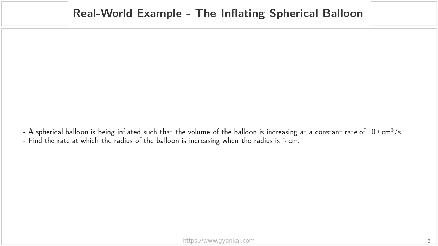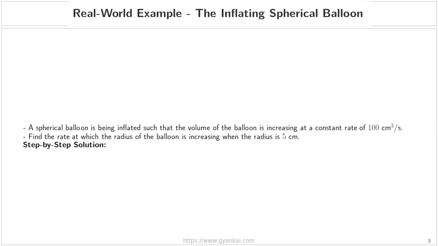Real-world example: the inflating spherical balloon. Now that we have established the systematic 3-step approach in the previous slide, let us apply it to a practical example involving an inflating spherical balloon. The problem states that the volume of the balloon is increasing at a constant rate of 100 cubic centimeters per second. Our objective is to determine the rate at which the radius is increasing at the specific moment when the radius is 5 centimeters. Let us proceed using the structured method we just learned.